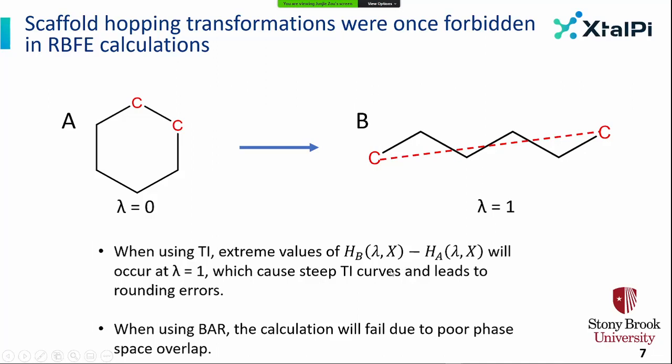First, we will have crazy fluctuation in the numbers we get, and also we'll have steep TI curves, and these large numbers lead to rounding errors in computers. Using BAR will also fail, as breaking a bond like this will have very poor phase space overlap, which I will show later.